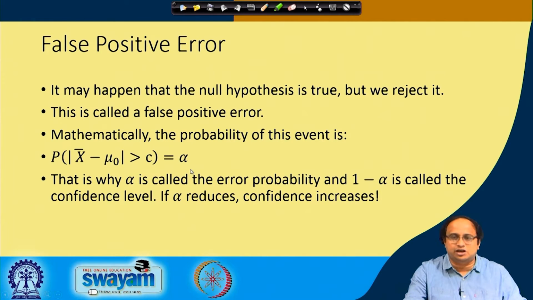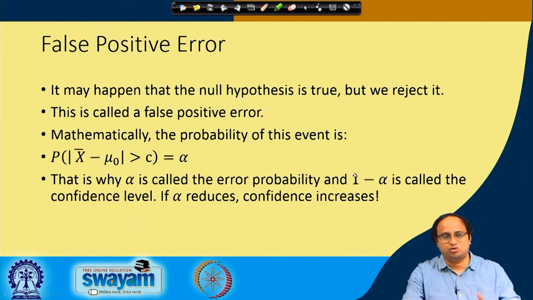What we often want is to reduce this error probability, and if we do that, then 1 minus alpha will increase, and therefore the confidence will increase, and that is intuitive. You are reducing error and increasing your confidence of estimate. So, if alpha reduces, then confidence increases.